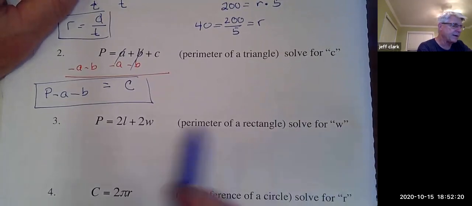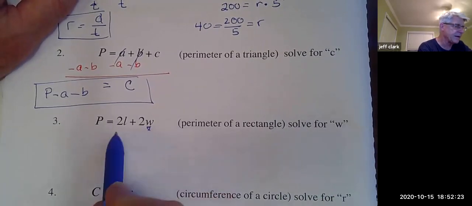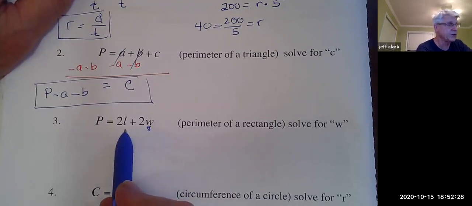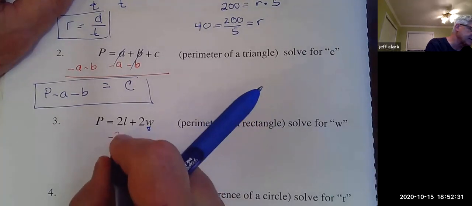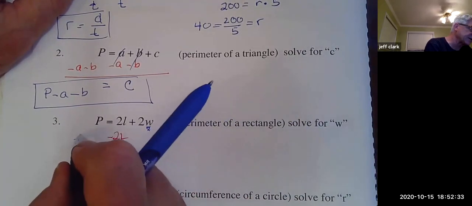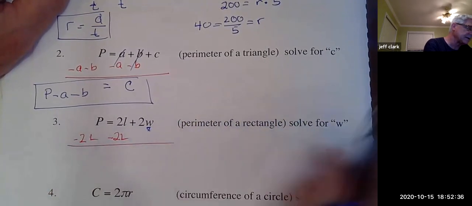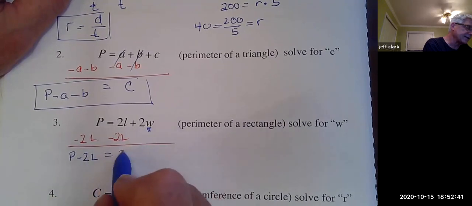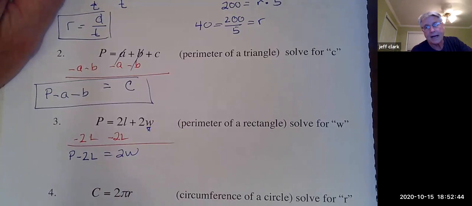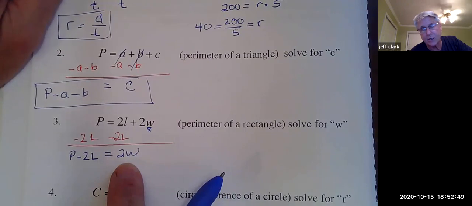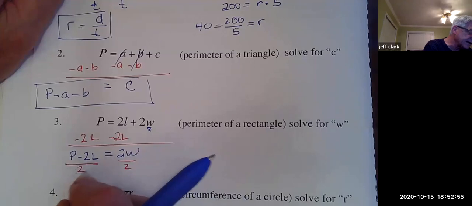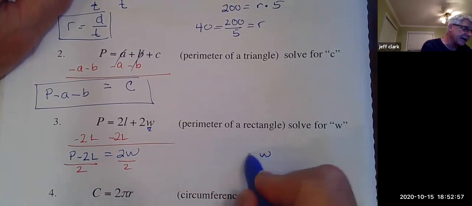The next one, I'm going to get the W by itself. So I'm going to move the 2L first. Before I move the 2, I'm going to move the 2L by subtracting 2L from both sides. I'll make that a capital L just so it looks a little different than a 1. So then you got P subtract 2L is equal to 2W. And then your job is to get rid of the 2 right here. But what you do to one side, you do to the complete other side. I want to get rid of the 2 on this side, get rid of the 2 over here, and it leaves me W on the right-hand side.